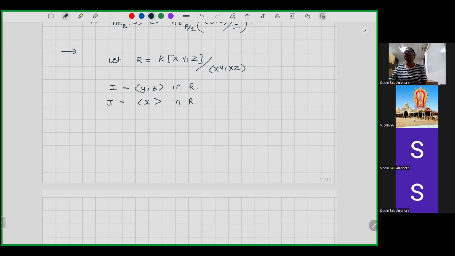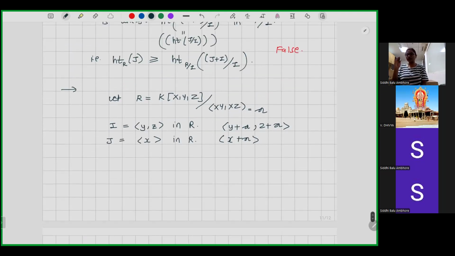So when I write this ideal (Y, Z) in R, it is the ideal generated by Y plus, let me call this ideal, some ideal, Q, Z plus Q, or let me write this as A: Y plus A, Z plus A. And here this ideal is X plus A. Okay, so we are in this R, so we have to check this height of J in R.